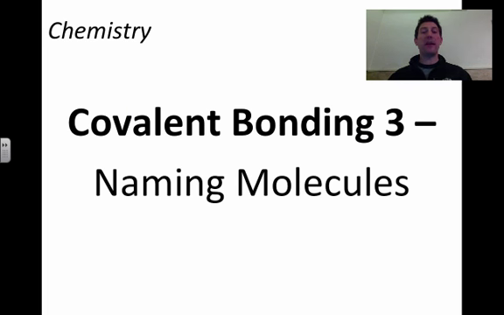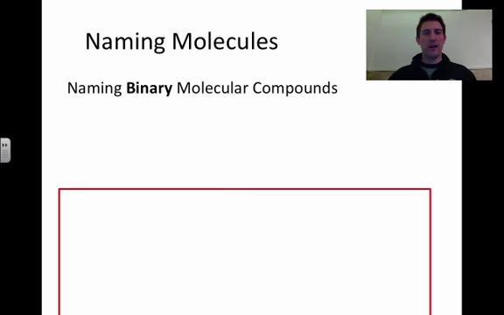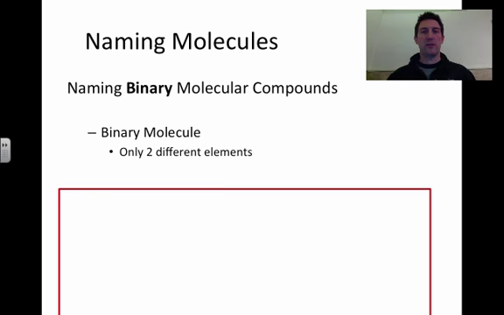We're on covalent bonding number 3. We're going to look at naming molecules, naming acids, and naming oxyacids as well in this video. So, naming molecules. We're going to start off with naming binary molecules. And a binary molecule is just a molecule that only has two different elements. So, something like dinitrogen monoxide would be a binary molecule.